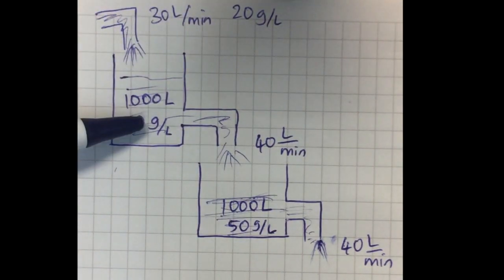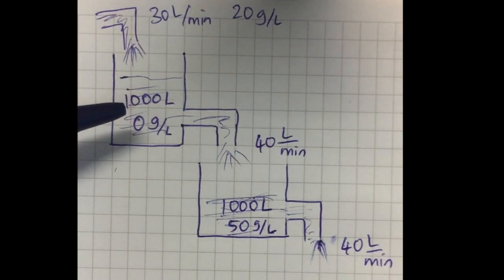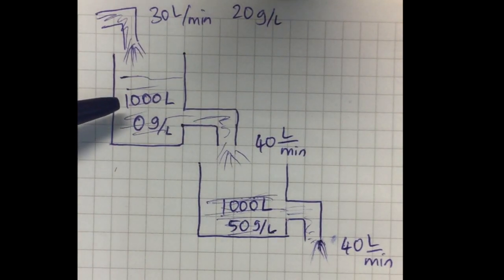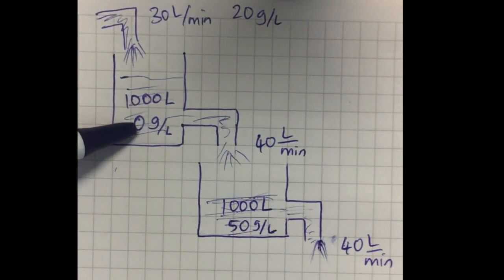So it enters tank 1, which has a capacity of 1000 liters. Initially, in this 1000 liters of water, there's no salt, because I know from the concentration, which says 0 grams per liter. So this is just pure water in tank 1 at time equals 0, because when this salt water pours in, the concentration is going to change.